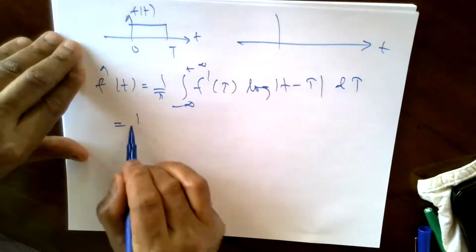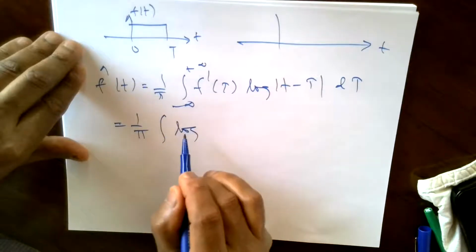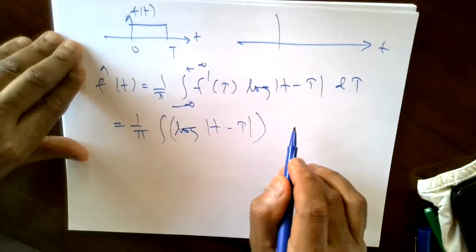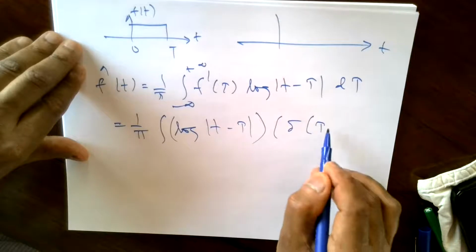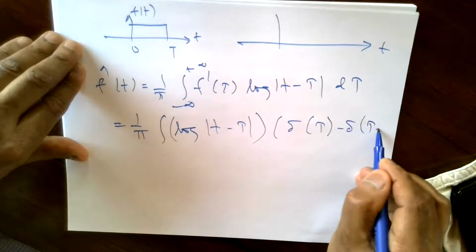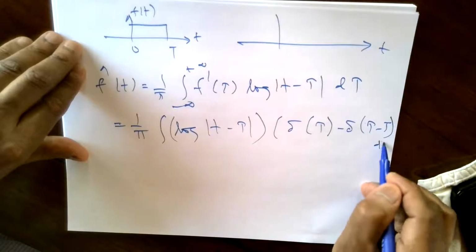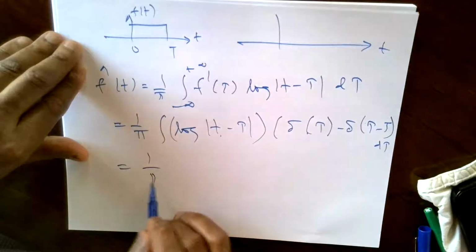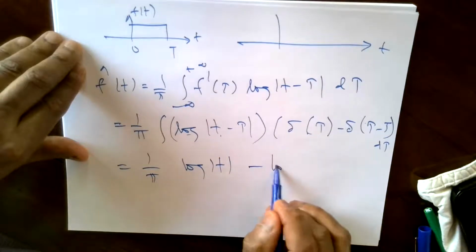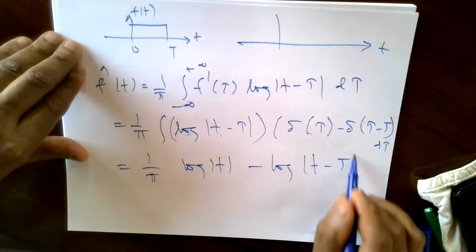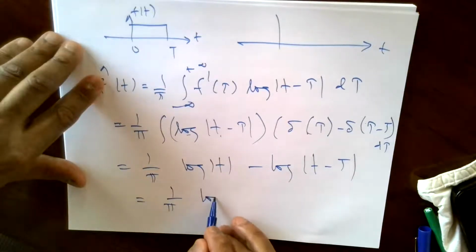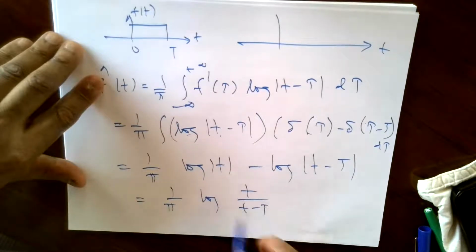So that's going to be 1 over pi integral log t minus tau multiplied by two deltas, delta of tau and minus delta of tau minus T, d tau. So it's going to give you two terms. The first will give you log of t, and the second will give you minus log of t minus T. So this is 1 over pi log t over t minus T.